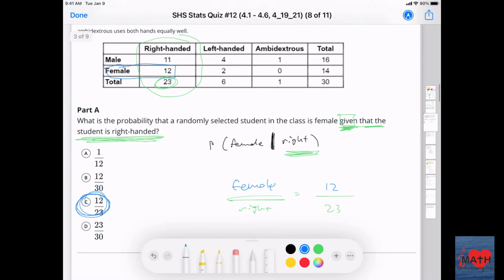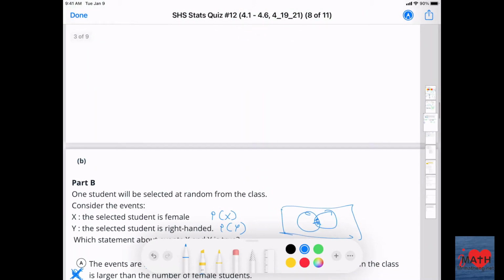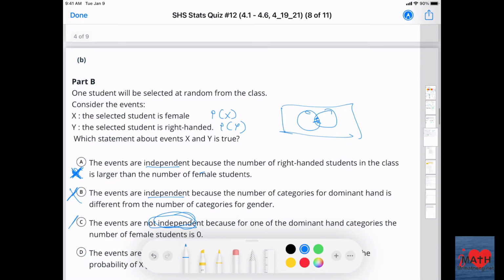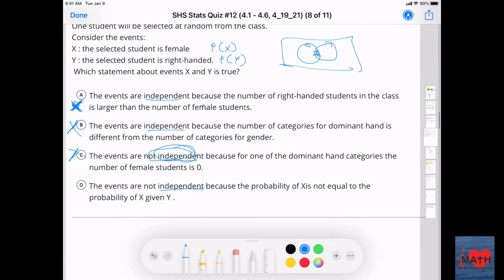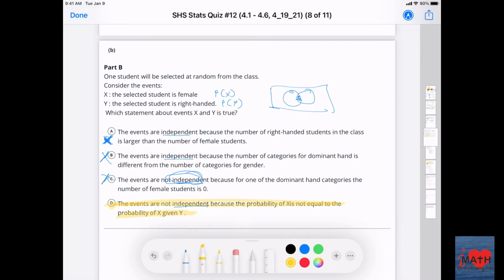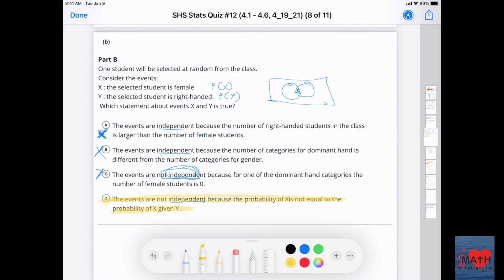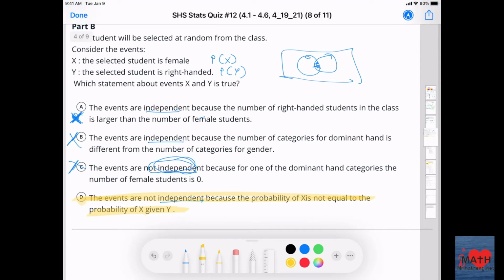That was not the case. That was ambidextrous, so not that one. Okay. The events are not independent because the probability of X is not equal to the probability of X given Y. That is the definition of independent to prove that. So the answer for part B for 5 is D.